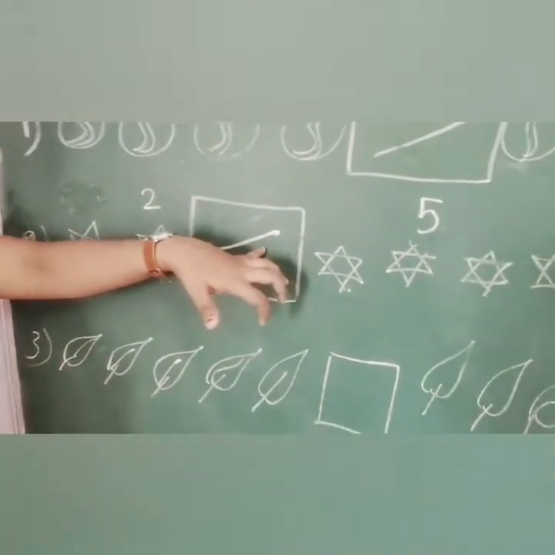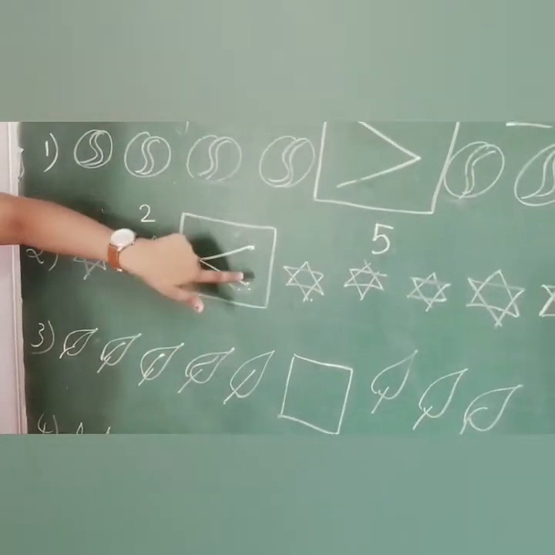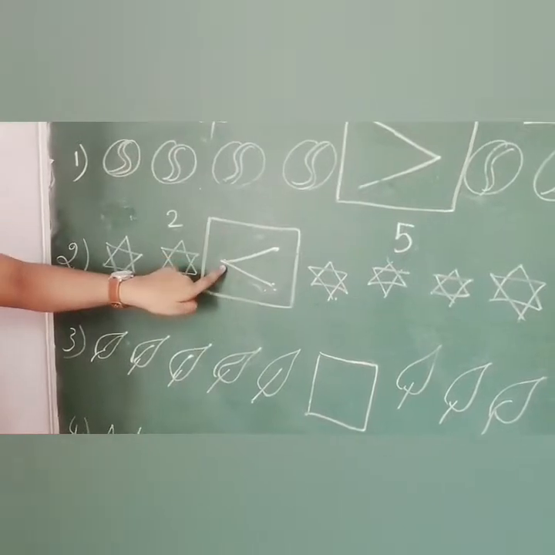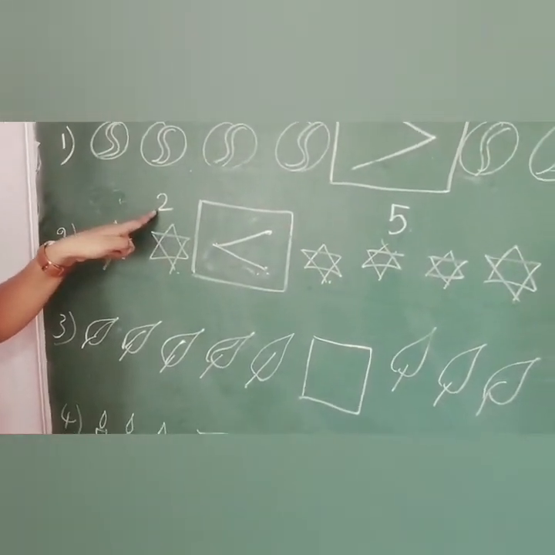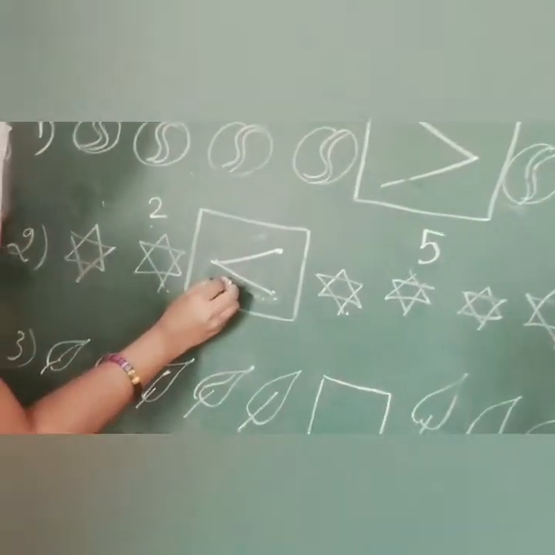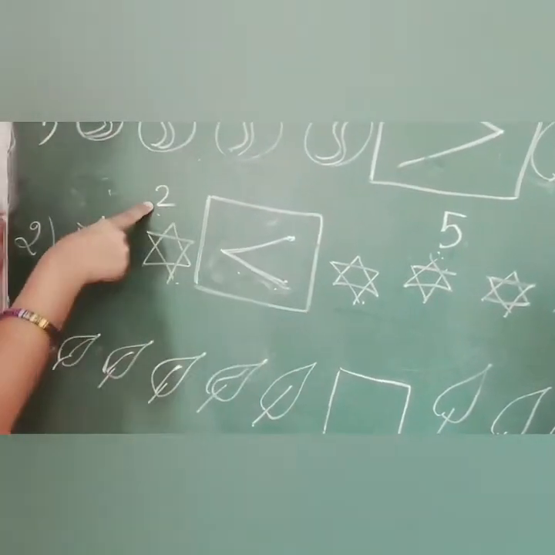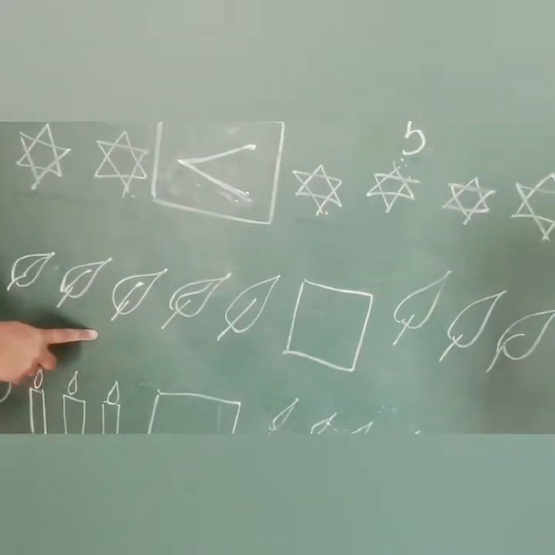Why can we say this is greater than? Because they have 2 points facing towards number 5 and we have 1 point facing towards 2. So 2 is always smaller than 5 and 5 is always bigger than 2. Now let's find another example.